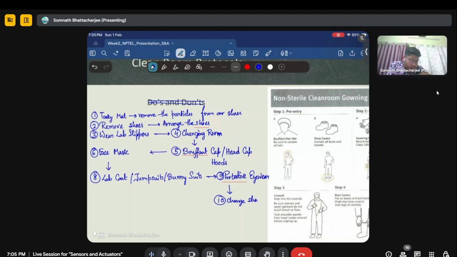I don't know what these shoes are called, but they are a different kind of shoes. They look like boots, and they cover the base part of your bunny suit as well. So these kinds of shoes are also worn. And after that, all the protective equipment and those things.